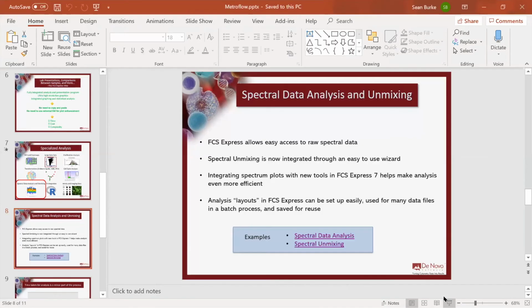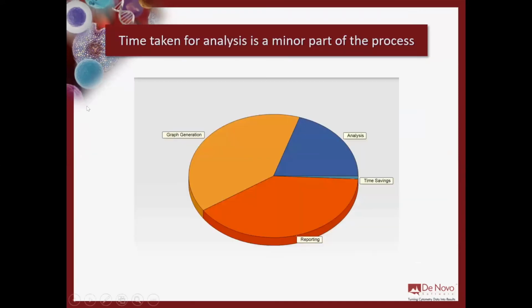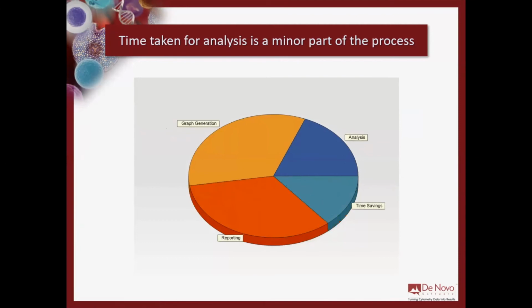So what I wanted to recap today, again, I know we went through a lot of stuff here quickly in the last 24, 25 minutes, but if you can remember, time taken for analysis is actually a minor part of the process. What we found when we started talking to folks is that reporting data and creating graphs are the things that take them a long time. So getting things ready for publication, copying and pasting out to Prism and Excel, performing unmixing, performing compensation, getting those results can be difficult.